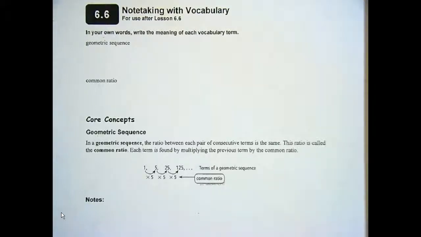Very good. It's like what the number is being multiplied by. In fact, it is what the number is being multiplied by. Not even like it. Okay? How many said something like that? Well done. Okay, that's what it is. Common ratio is just what you're multiplying by every time.